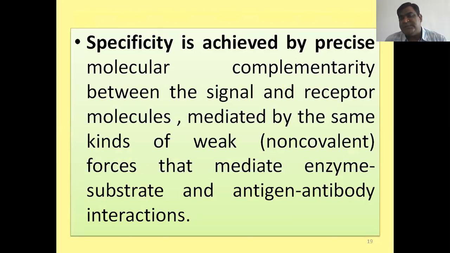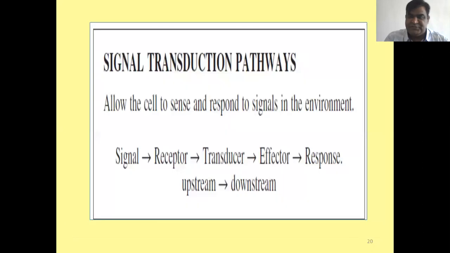And that specificity is again achieved by bimolecular association reactions and the molecular complementarity between the ligand and the receptor and the signaling molecules down the line. Most of them are non-covalent forces, which individually are weak, but cumulatively become very strong, as in the case of antigen-antibody or epitope-paratope interactions.